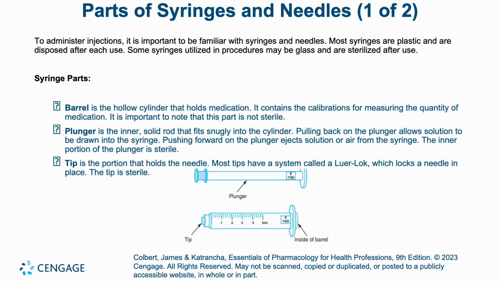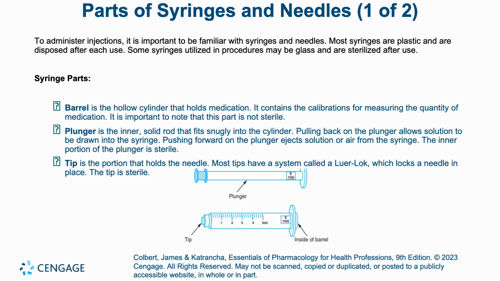Parts of syringes and needles. So when we are talking about injectable medication, to administer injections, it's important to be familiar with syringes and needles. Most syringes are plastic and are disposed after each use. Some syringes utilized in procedures may be glass, and in that case, they are sterilized after use. The parts of the syringe. There's an image here below. I recommend you taking a look at the image.